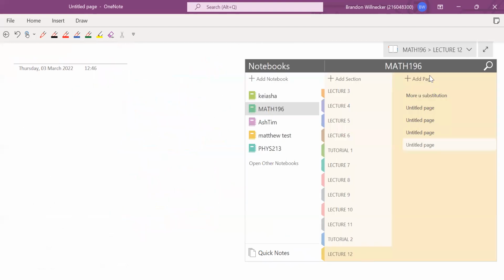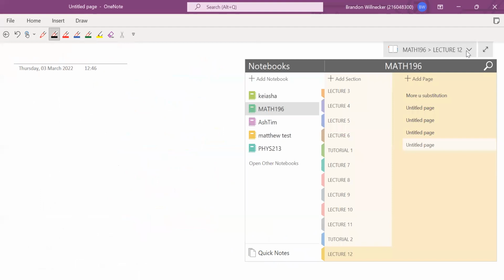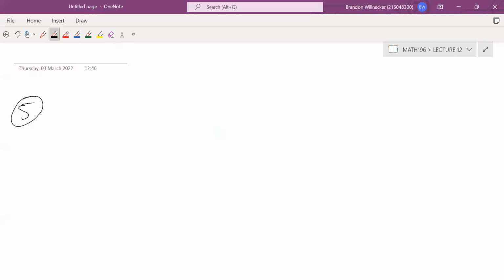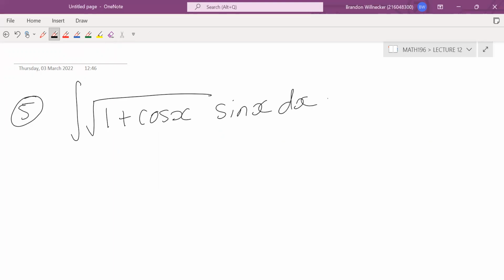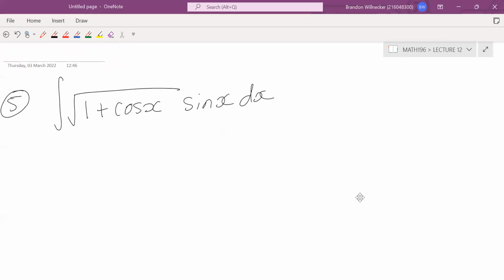Okay, let's take a look at the next one. What are we on now? Number 5. Okay, example 5. Here we have the integral of the square root of 1 plus cos x times sine x dx. So you're going to help me again with this one.